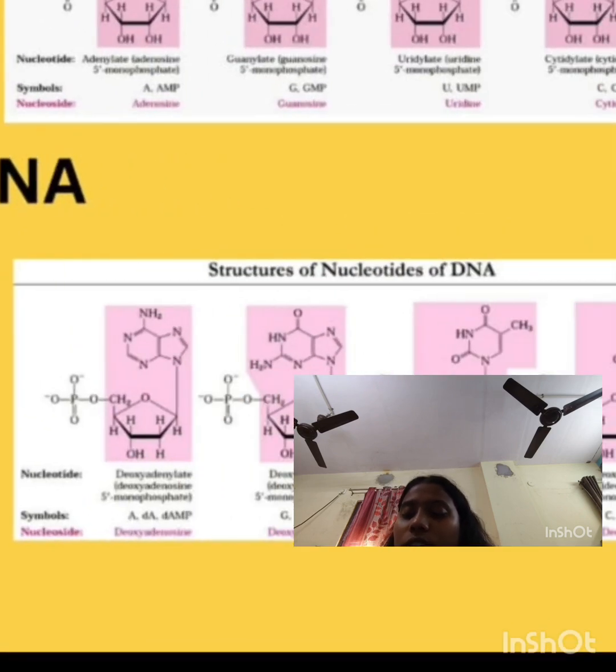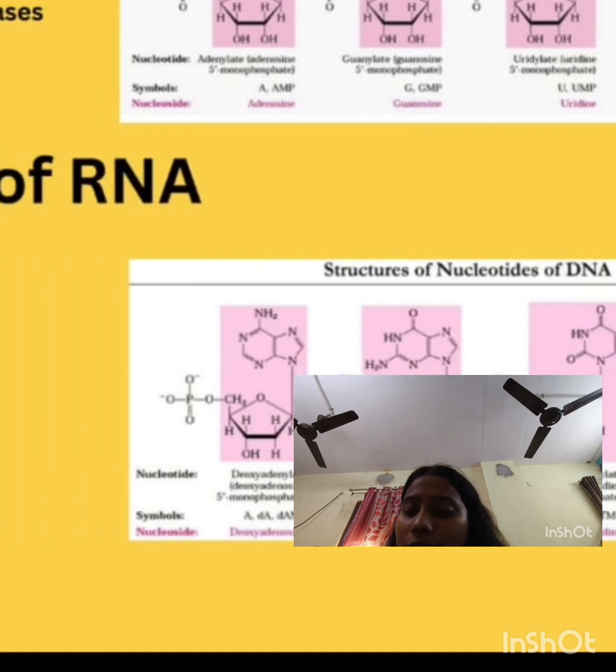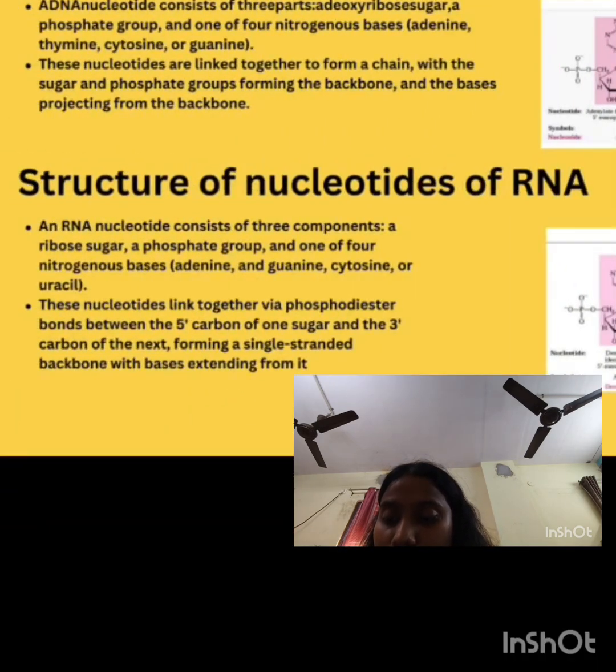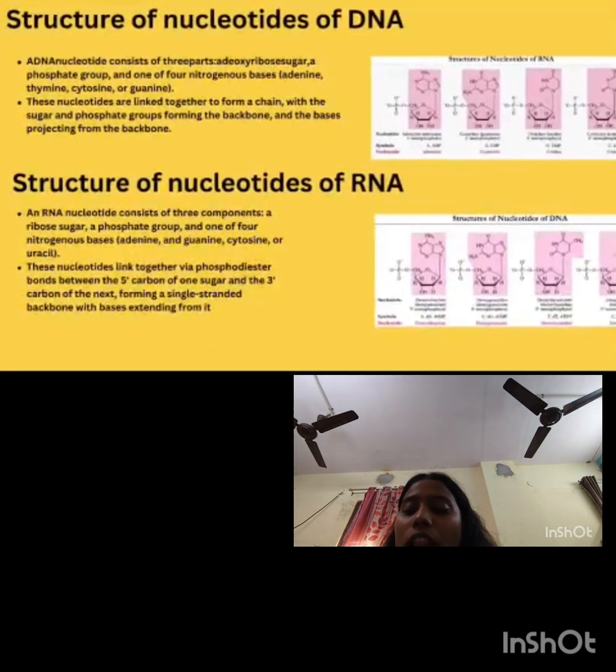And now the structure of the nucleotide of RNA. An RNA nucleotide consists of three parts: ribose sugar, a phosphate group, and one of the four nitrogenous bases adenine, guanine, cytosine, and uracil. These nucleotides link together via a phosphodiester bond between the 5' carbon of one sugar and the 3' carbon of the next, forming a single strand backbone with bases stacked. This is the structure of nucleotide of RNA.